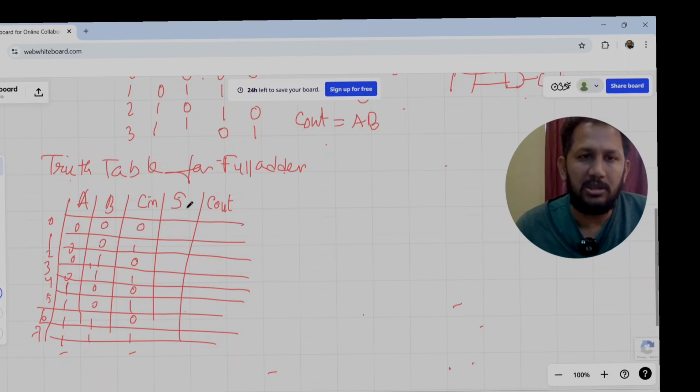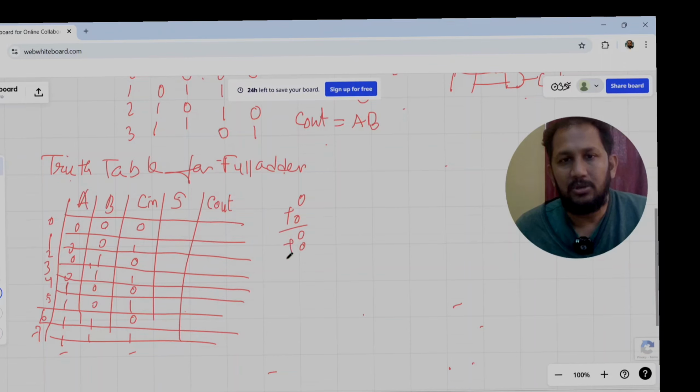Now we need to construct the sum and carry out. 0 plus 0 equals 0. 0 plus 0 equals 0, and then the next one will be added. 0 plus 0 is 0, meaning sum 0, carry 0. Next one is 0 plus 0 plus 1, so sum is 1. There is no carry. Sum 1, C out is 0.